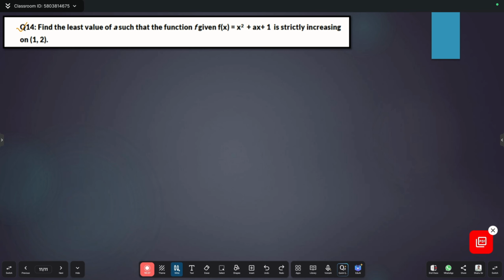Question 14. Find the least value. Least means minimum value, of a such that the function given by f(x) equals x square plus ax plus 1 is strictly increasing on the interval 1 comma 2. Strictly increasing means f dash should be greater than 0. So f dash is required.